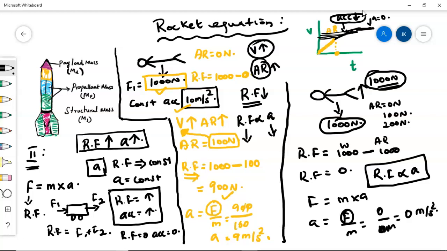So this is the main concept. Acceleration decreases because resultant force decreases. If resultant force increases, acceleration also increases. If resultant force is 0, acceleration is also 0.